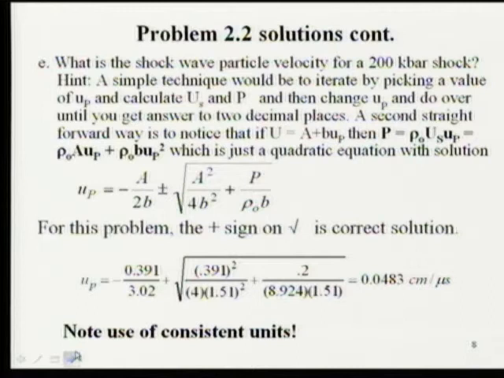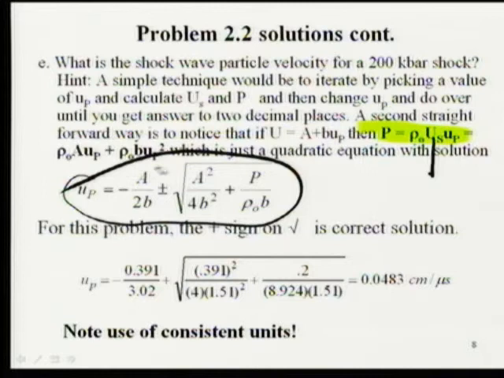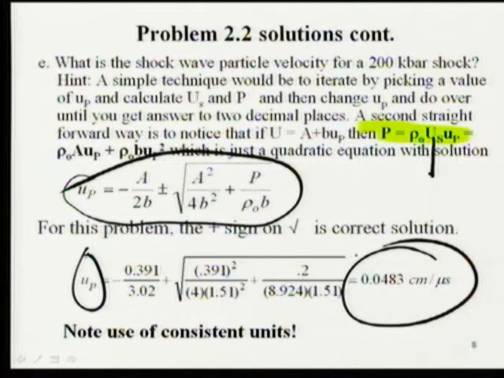Part E is a little more interesting in that if you substitute in the jump equation for pressure, and you substitute in the linear expression for Us, you get a quadratic. So, everyone knows the solution of a quadratic, so the particle velocity can be obtained from the parameters that were given to you. This would probably be the best way to solve this problem. You can see that I just solved for Up, and it's 0.0483 centimeters per microsecond. But I had to use consistent units. That's another thing. You always have to use that set of consistent units. Otherwise, you're going to get the wrong answer.